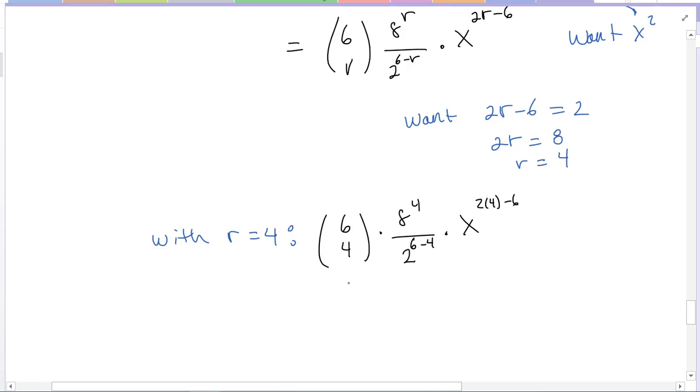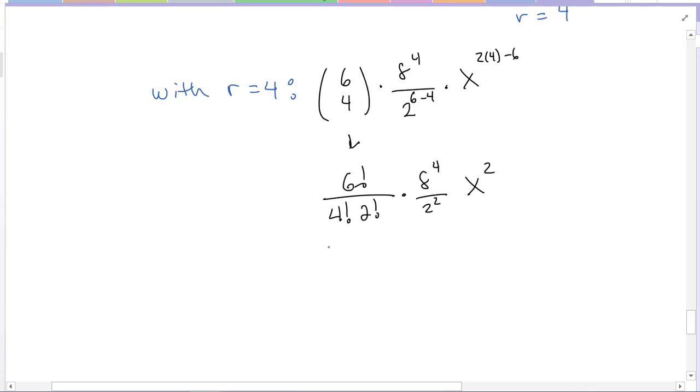So 6 choose 4, that's 6 factorial divided by 4 factorial times 6 minus 4, which is 2 factorial, times 8 to the 4th divided by 2 squared times x squared. And so we were asked to find the term. So 6 factorial, you can write it as 6 times 5 times 4 times 3 times 2 times 1, or I can just say 6 factorial over 4 factorial, 2 factorial, and then what is this?